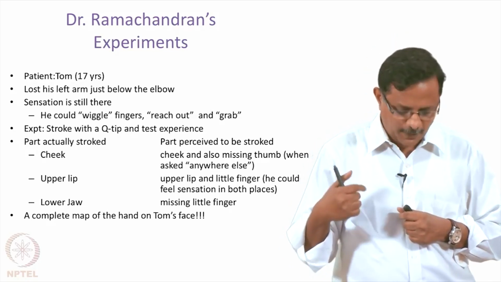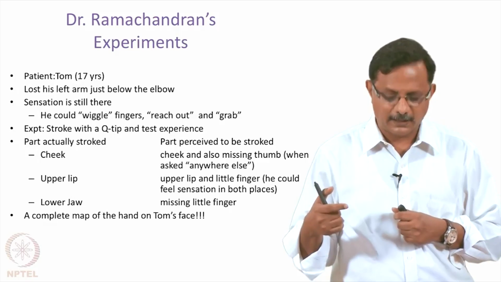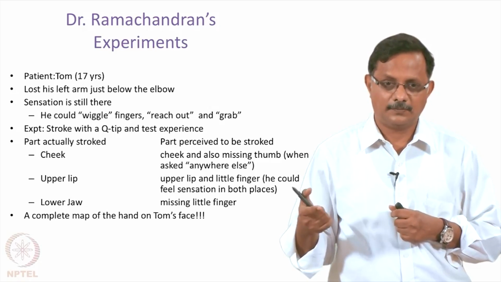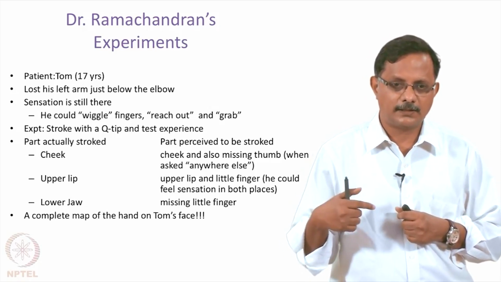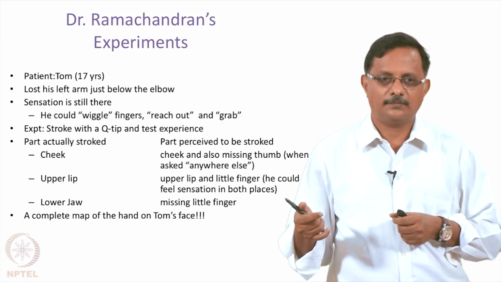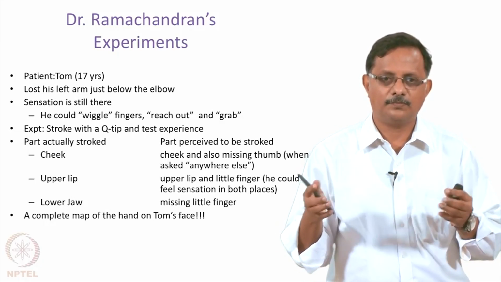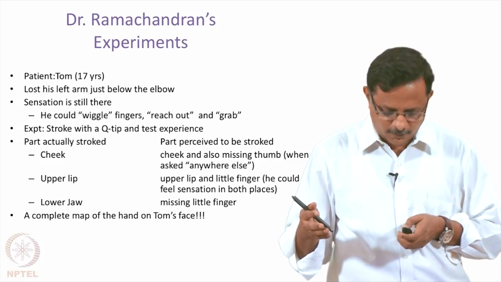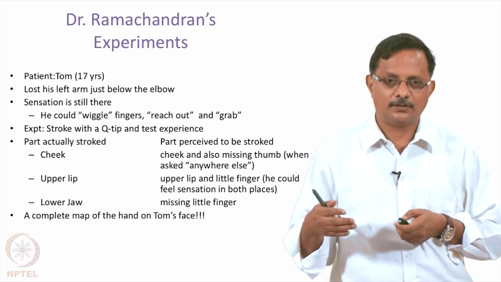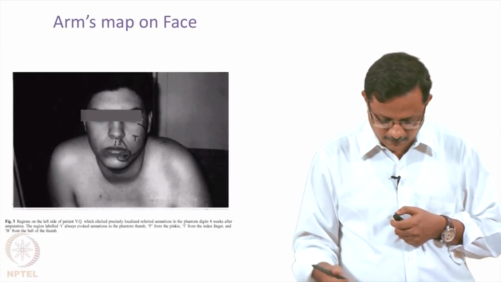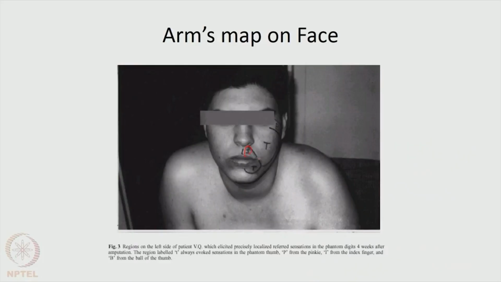Similarly, when the patient's upper lip was touched, the patient agreed that the upper lip is being touched, and also the little finger of the phantom limb. Similarly, when the lower jaw is touched, the patient reported that the missing little finger was touched. Therefore, stimulation of the face is somehow being combined with the stimulation of different parts of the phantom limb. So this simple experiment led to the discovery that there is a whole map of the patient's phantom limb on the face. For example, here you have the index finger, here you have the thumb, and so on and so forth.